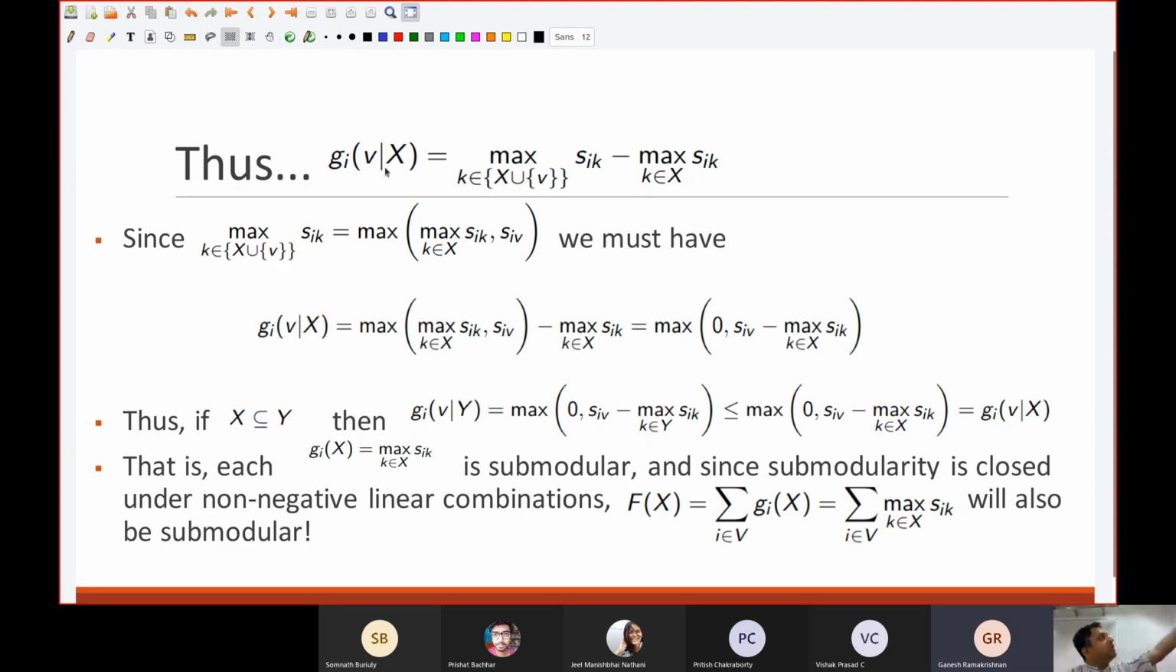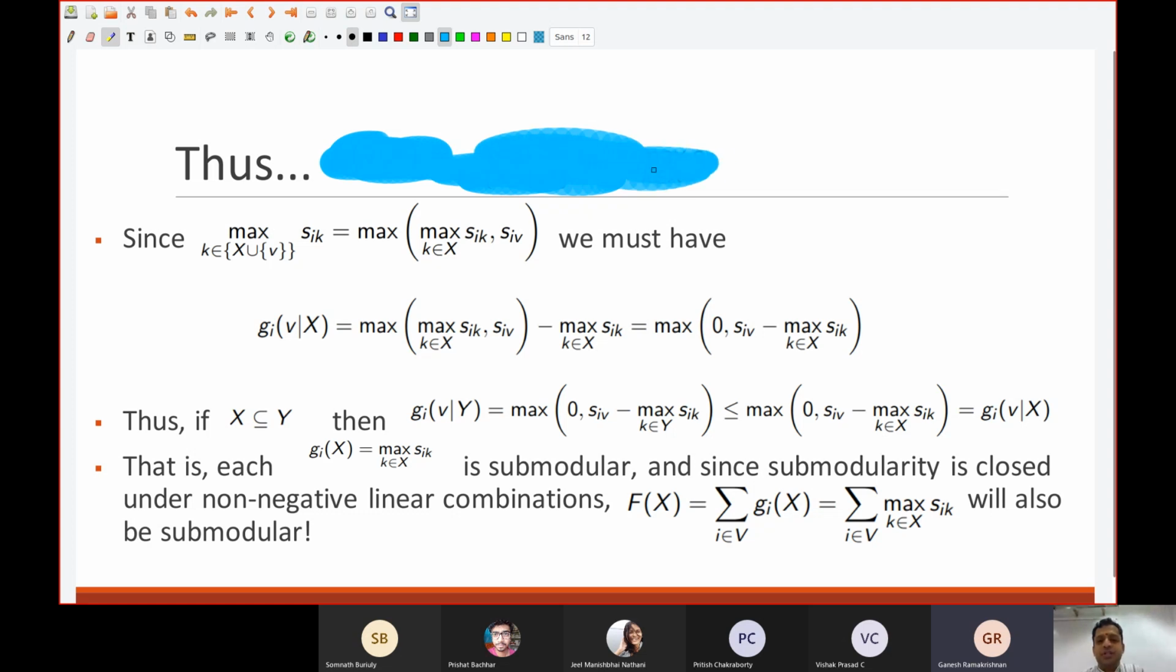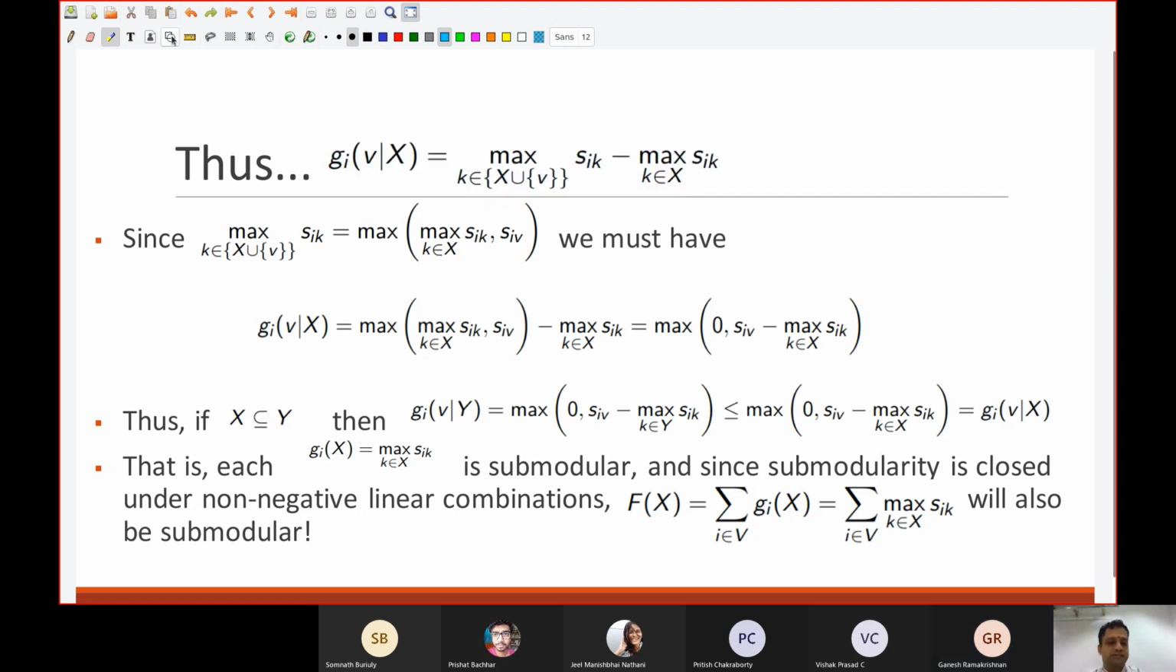Okay, so let's actually write down g_i of v given X. That's the exact expression we are seeking. Just note the one or two critical steps. It is max over k in X union v of s_ik minus max over k in X of s_ik, since we have added v to X. That's just writing it down. You're pretty much there, except that now I can think of some simplification of one of these components.